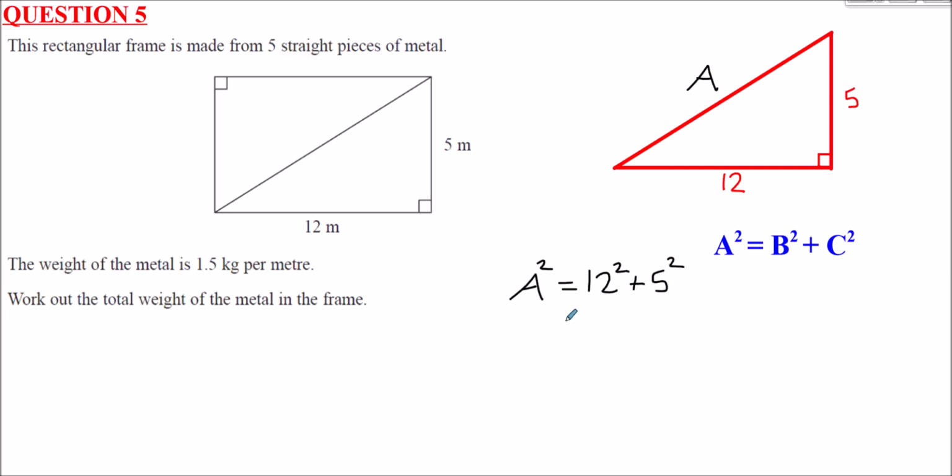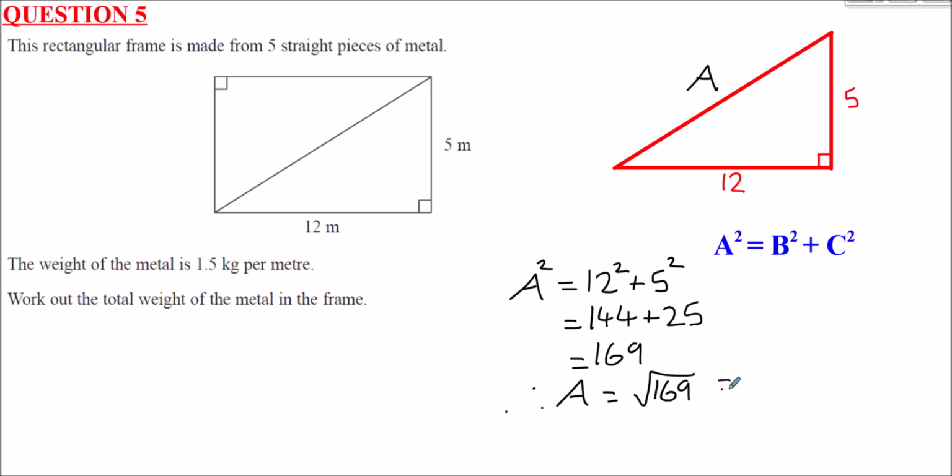You need to know your square numbers for this. 12 squared is 144. 5 squared is 25. And that gives 169. How do you go from the number squared to the number without that? You have to do the square root of both sides. So therefore A must be the square root of 169.